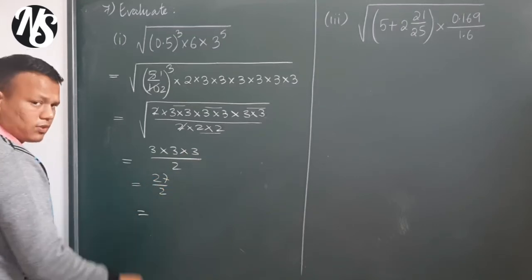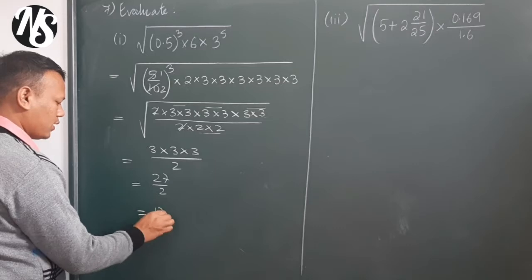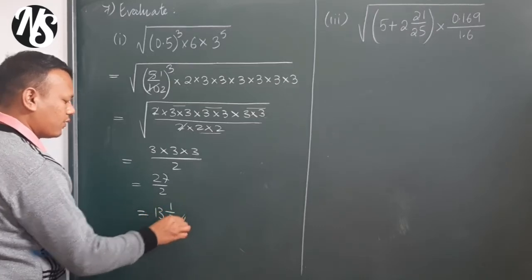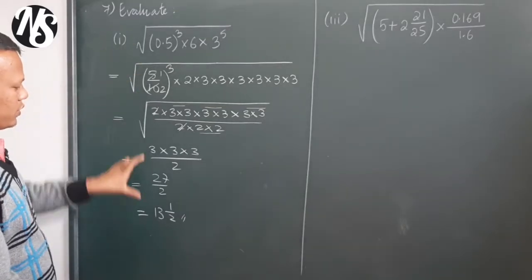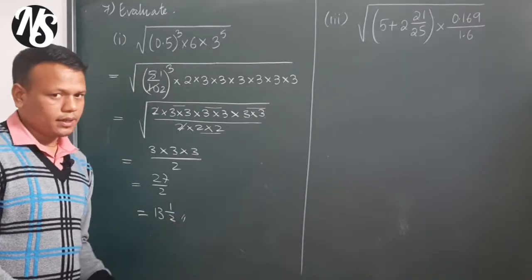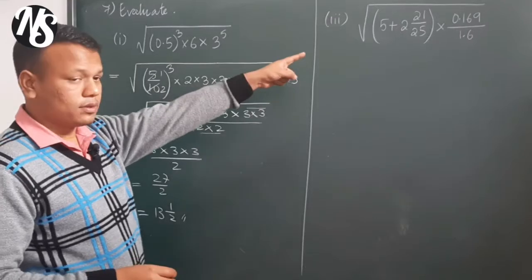If you want to convert this into mixed fraction, that also can be done. It becomes 13 and half if you convert this into mixed fraction. Okay, so that means square root of this turns out to be 13 and half. Let's have this question now.